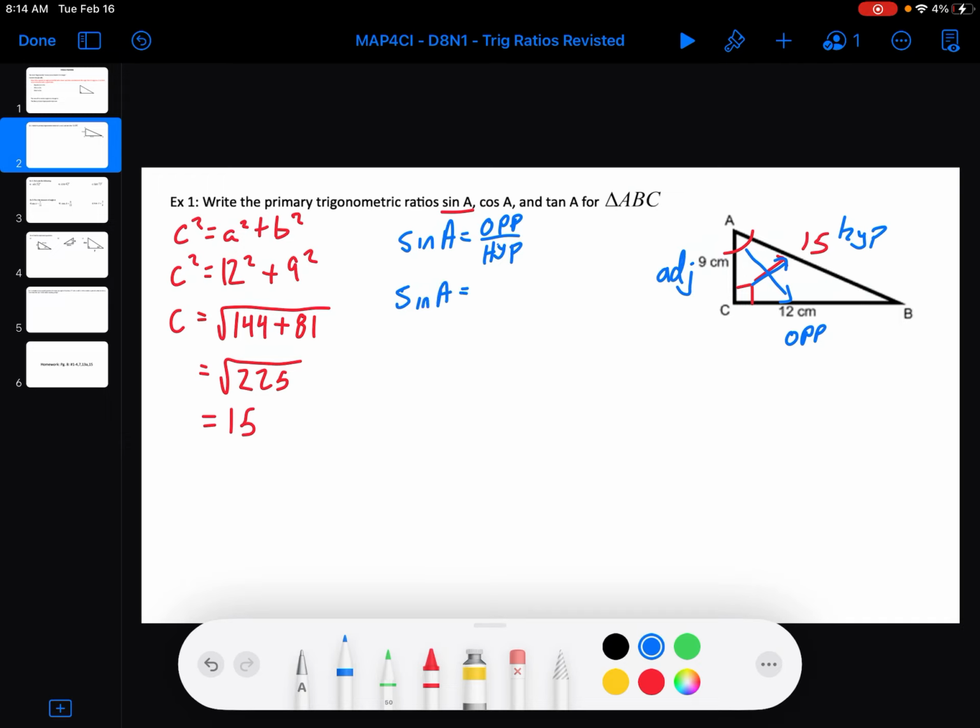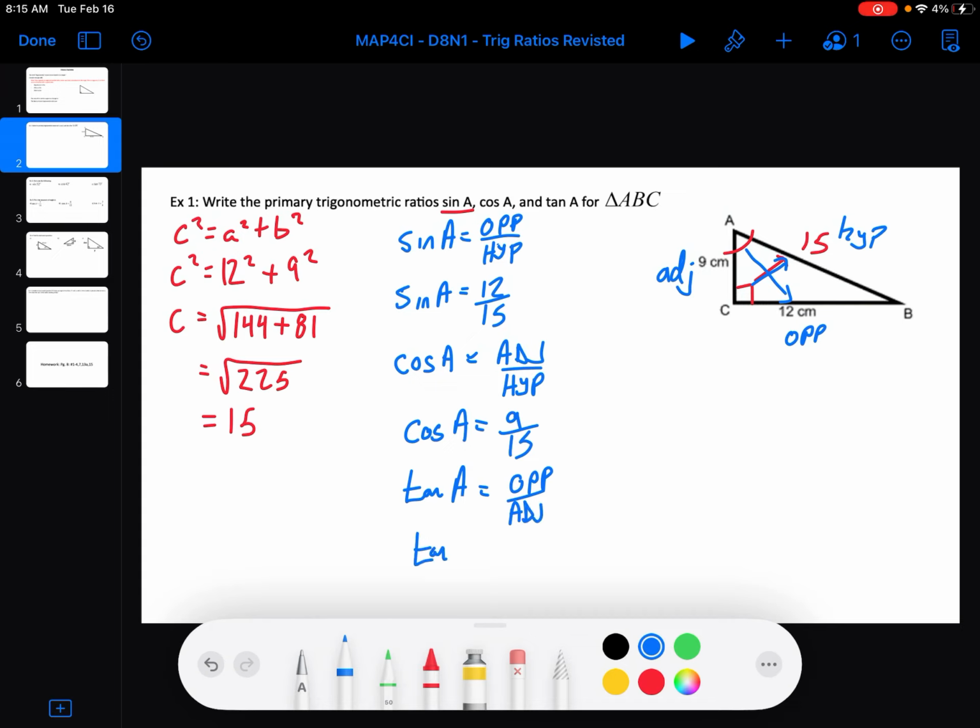So sine A equals 12 over 15. Cos A is adjacent over hypotenuse. So cos A is equal to 9 over 15. And tan A is opposite, that's a 12, over adjacent. So tan A is 12 over 9. Okay, and that's all you have to do. You don't have to do any solving or anything like that, because all it's asking for is the trig ratios.